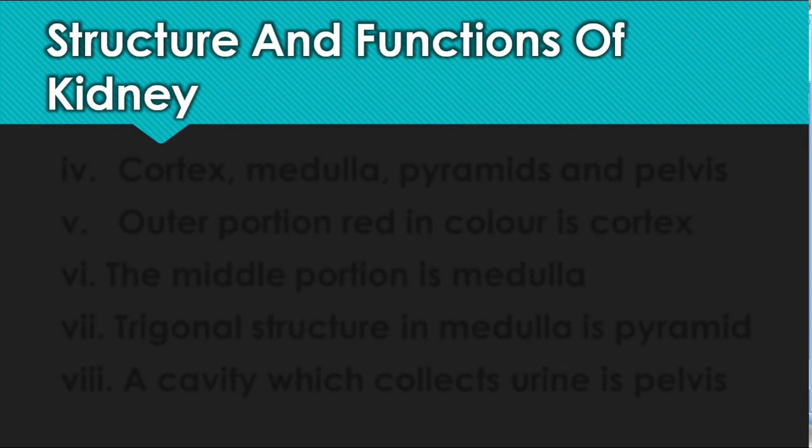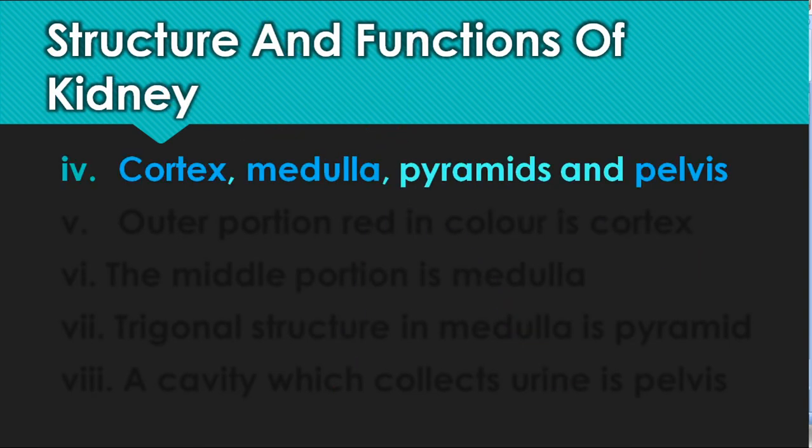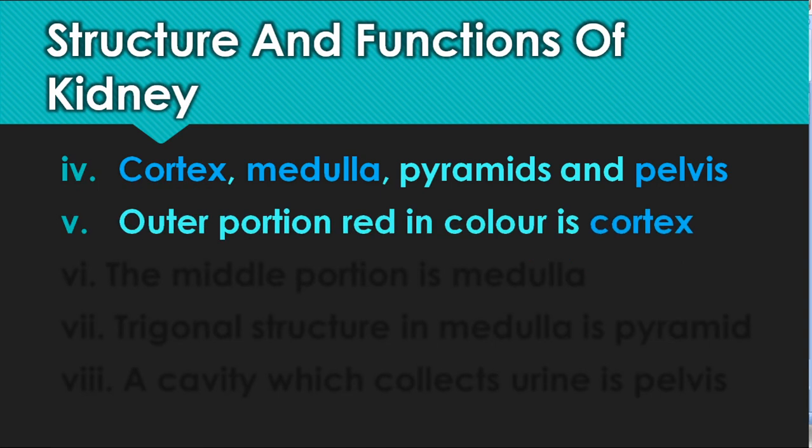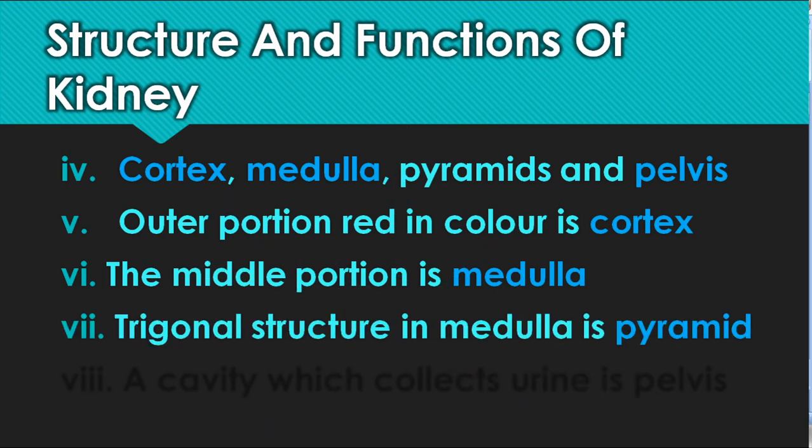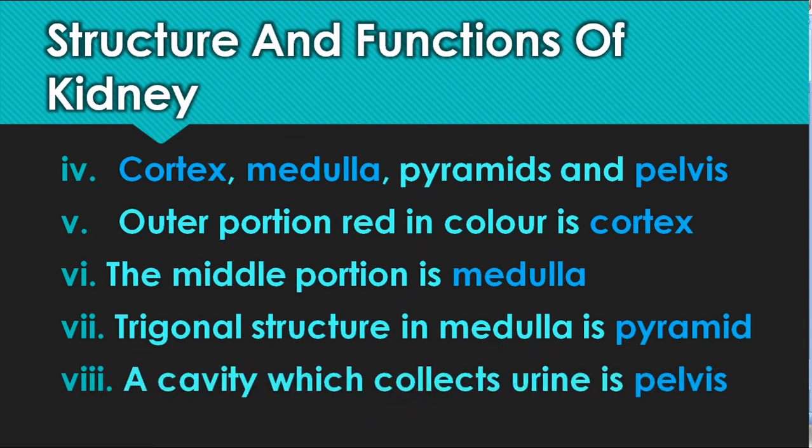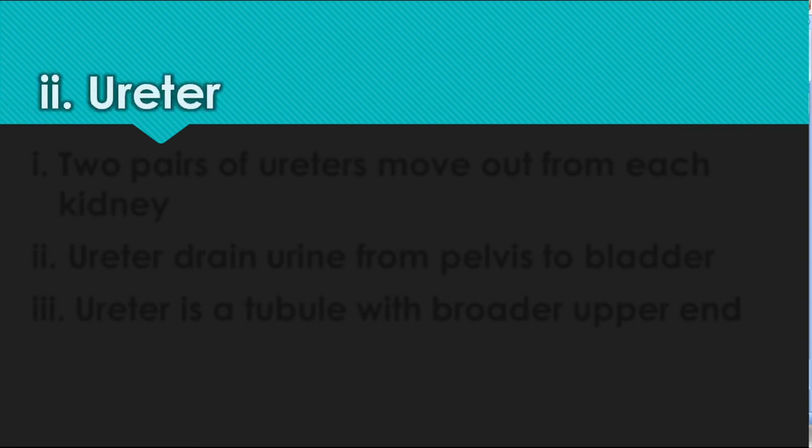Now you can see the structure and function of the kidneys. In the cross section you can see kidneys comprise the cortex and medulla. Medulla also contains the renal pyramids, and the third component in cross section of the kidneys is the renal pelvis. The outer portion, that is red in color, is the cortex, and the middle portion is called the medulla. The triangular structures are also present in the medulla. These are the renal pyramids. A cavity which collects the urine is the renal pelvis. It is present above the ureter.